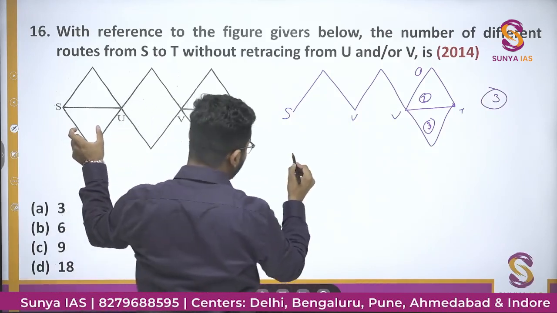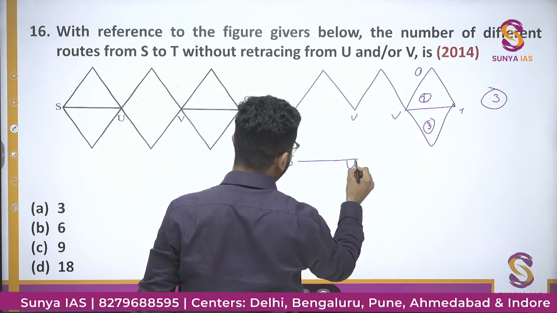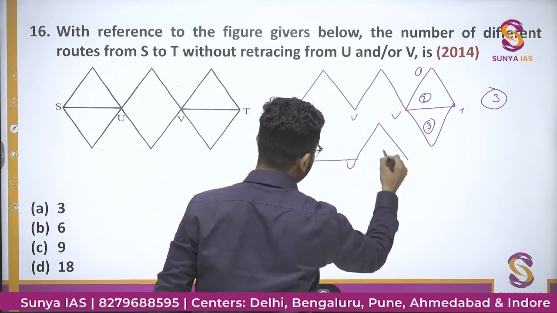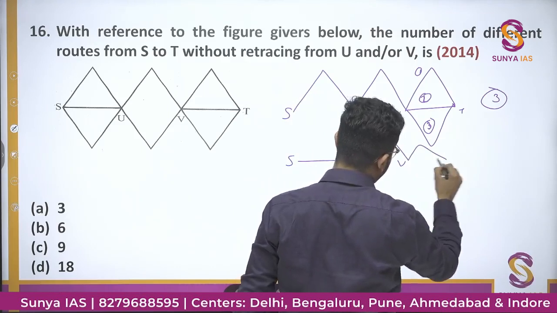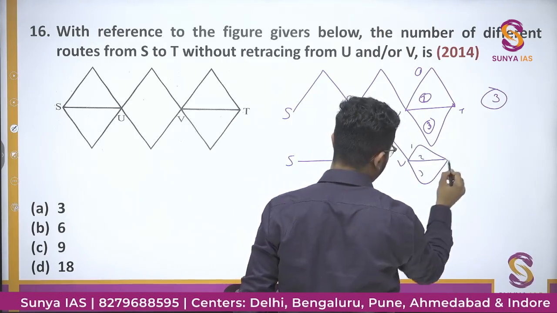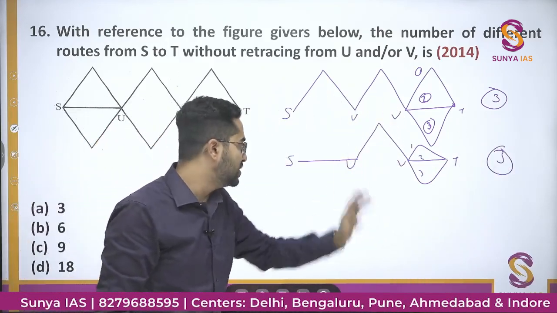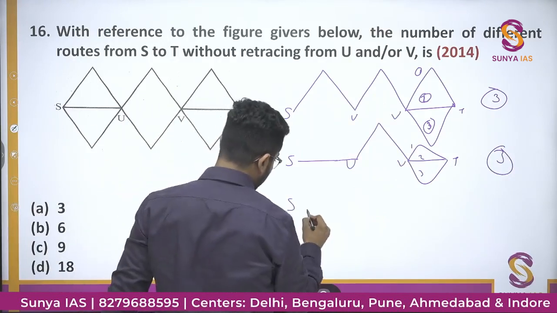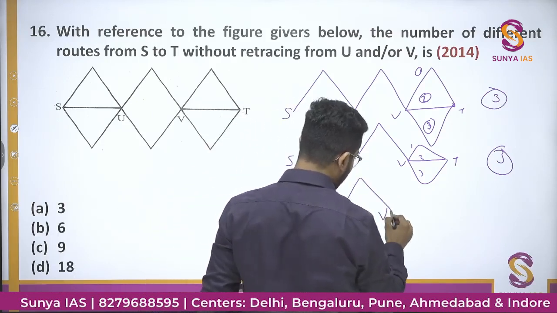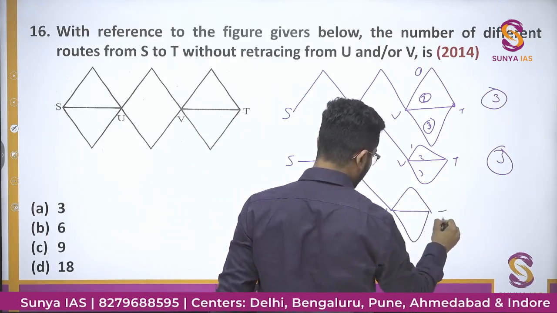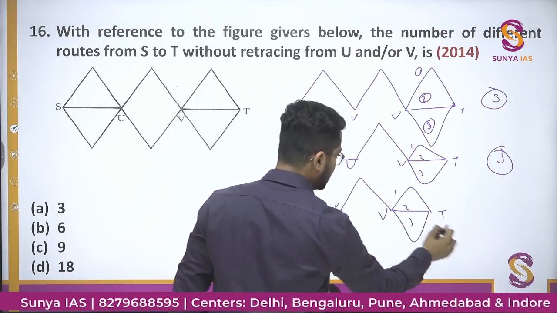If I go from S to U, taking this straight way, S to U, this is the straight way, hai na? And then I take that upper V, right? S to U straight, V, and there again you can take three ways, 1, 2, 3 to T. So there are three more ways. Now I take this bottom route, S se U, U se, then again I take that bottom, this upper one, then again there are three ways to go to T. 1, 2, 3. These are three ways.